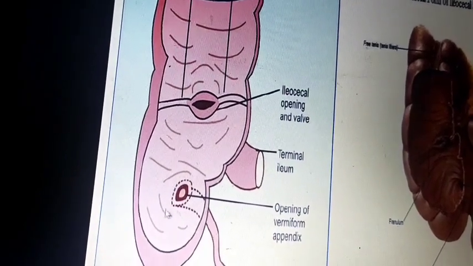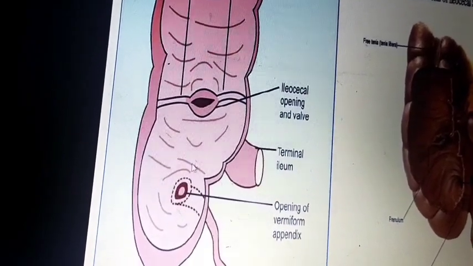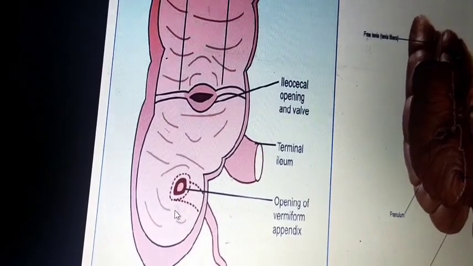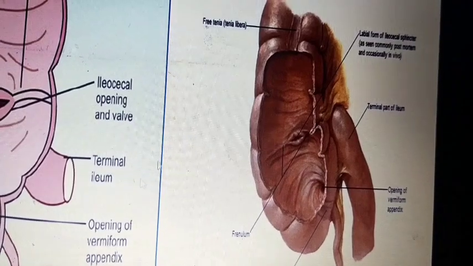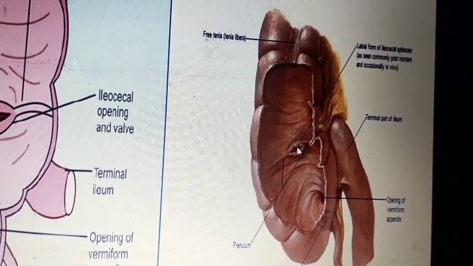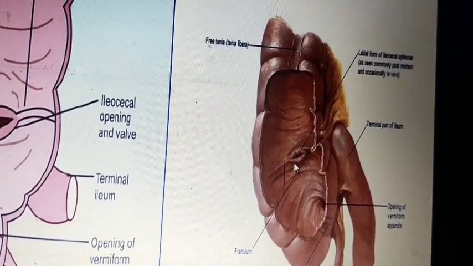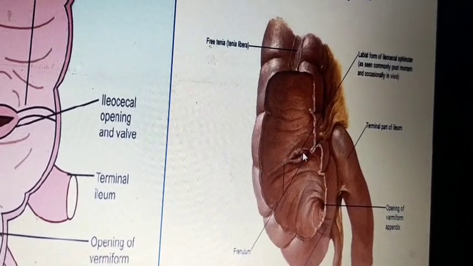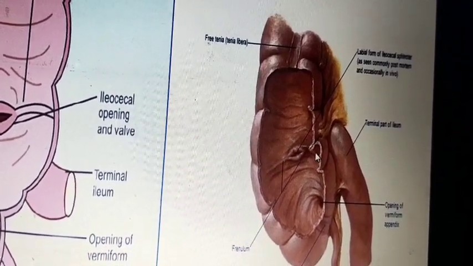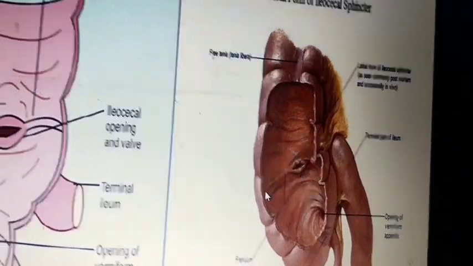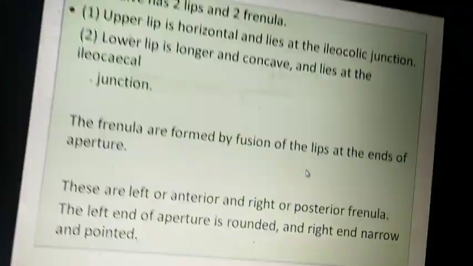And this has the opening of the vermiform appendix. It is guarded by the fold of Gerlach. You can see in this picture also the two lips closing. The upper lip is horizontal, the lower is semilunar. This is the left frenulum and this is the right frenulum.